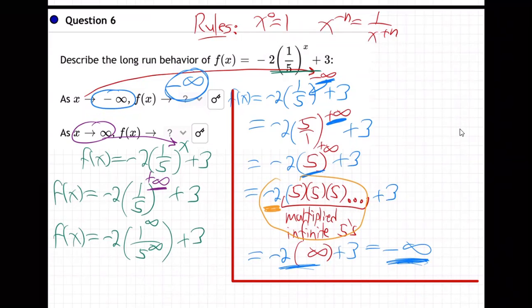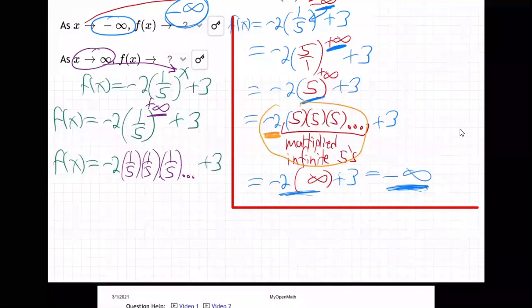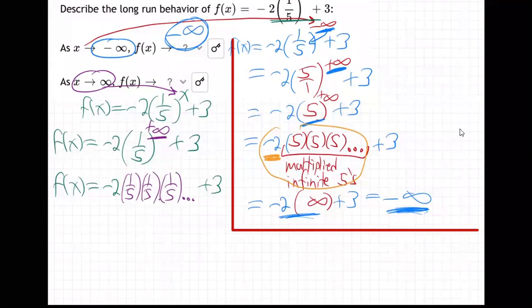means, well, in fact, maybe it'd be better if I just did it this way. It's going to be 1/5 times 1/5. Well, here, we'll do one more. Times 1/5 forever, plus 3, right? There's an infinite amount of them. 1/5 times 1/5 times 1/5. So what's that going to do?